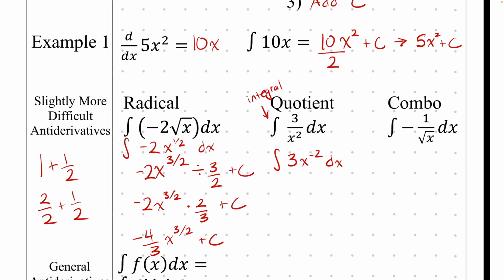Do we do it to the power first? What do we do with a power of a number? What's the first step? Add 1. So this power is going to change to -1. x to the -1. I still have that 3 out front. And then what do I do? Divide by -1, that power of -1, and then don't forget plus c.